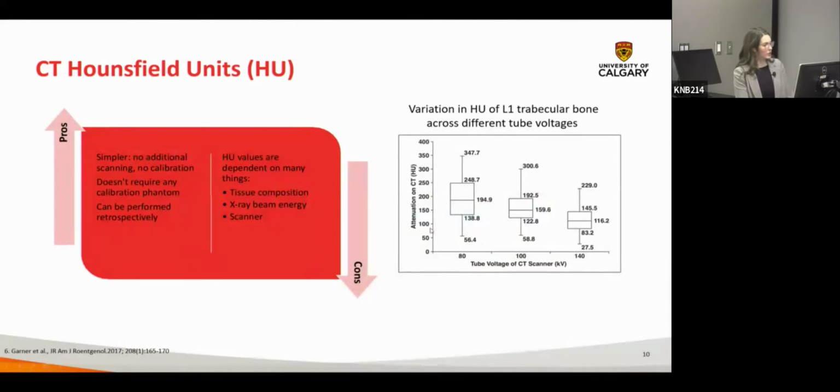If we look over to the right here, we can see a study where they took the same individuals and scanned them at various energies. If you compare the tube voltage of 80 kV to the tube voltage of 140, you can see a stepwise decrease in the Hounsfield units of the trabecular bone in the L1 vertebra. If we were using this as an osteoporosis screening tool, we wouldn't really know which is correct. And that's where calibration becomes really important.